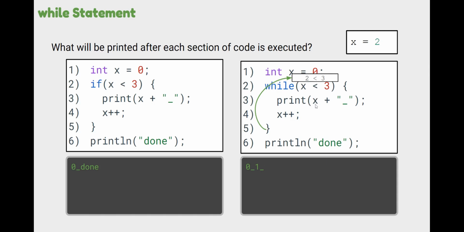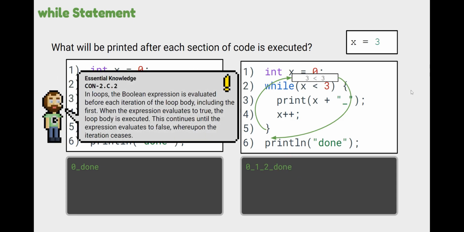We're going to print x and an underscore. X is 2. 2 and an underscore. Line 4, we add 1 to x. X becomes 3. Line 5, we go back up and evaluate our Boolean expression again. We are asking if 3 is less than 3. We evaluate to false. Since this evaluates to false, we then continue after the while statement, and then we are going to print done. This aligns with our essential knowledge.